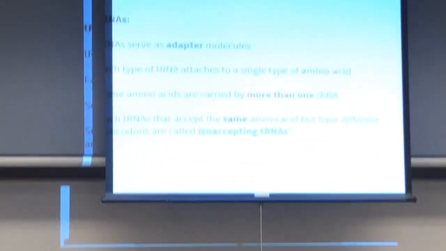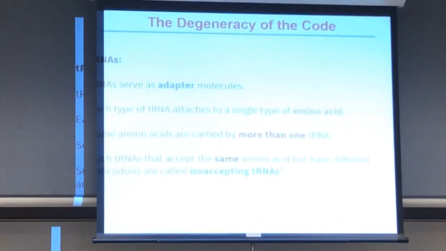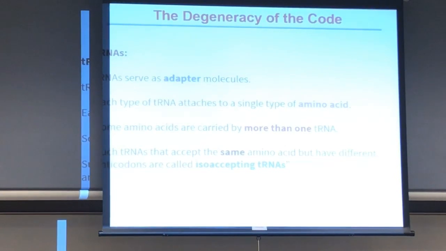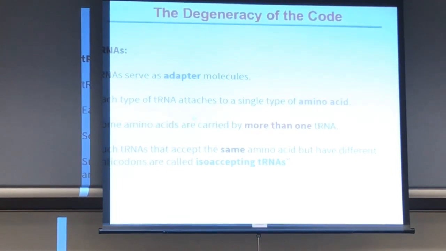And one of the functions is that they function as adapter molecules. So why are they called adapter molecules? Because one transfer RNA links itself to one amino acid and transports the amino acid to the ribosome, where a peptide bond is formed between it and the growing chain of the protein. This transport of amino acids is done by transfer RNAs.